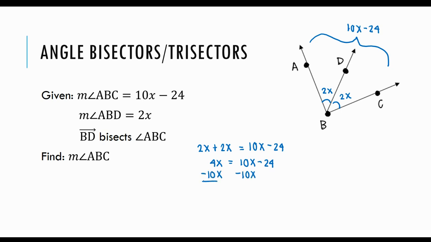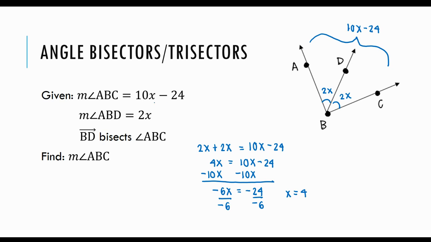So I'm going to move all the x's over to the left. 4x minus 10x is negative 6x. Now that still equals negative 24. If I divide by negative 6, a negative divided by a negative will give me an x value to be positive, so positive 4.